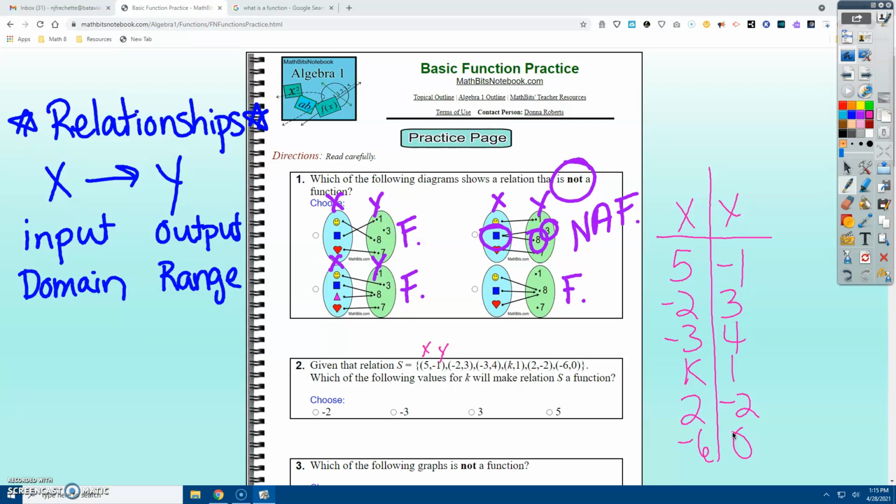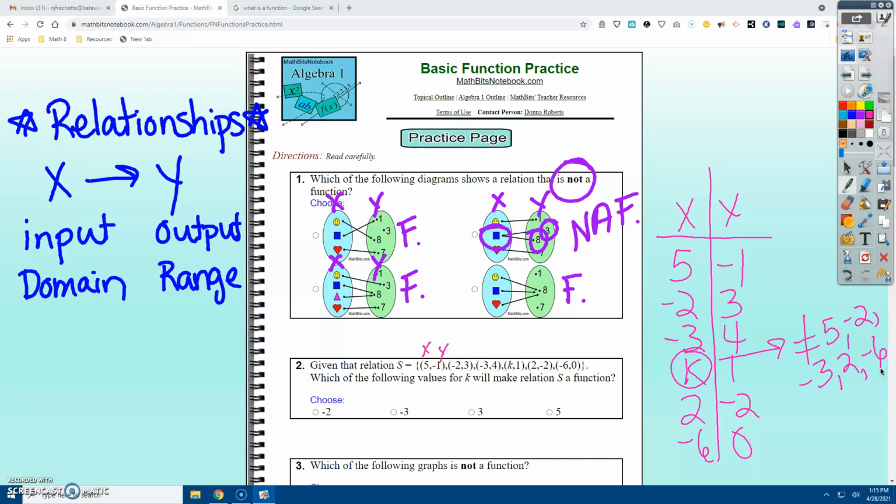I just have to make sure that this k value cannot be equal to, and that's how I'm going to put this, it can't be 5. It can't be a -2. And it can't be a -3, a 2, or a -6. It can be any other number that I come up with, right? Because our x values can't repeat themselves.